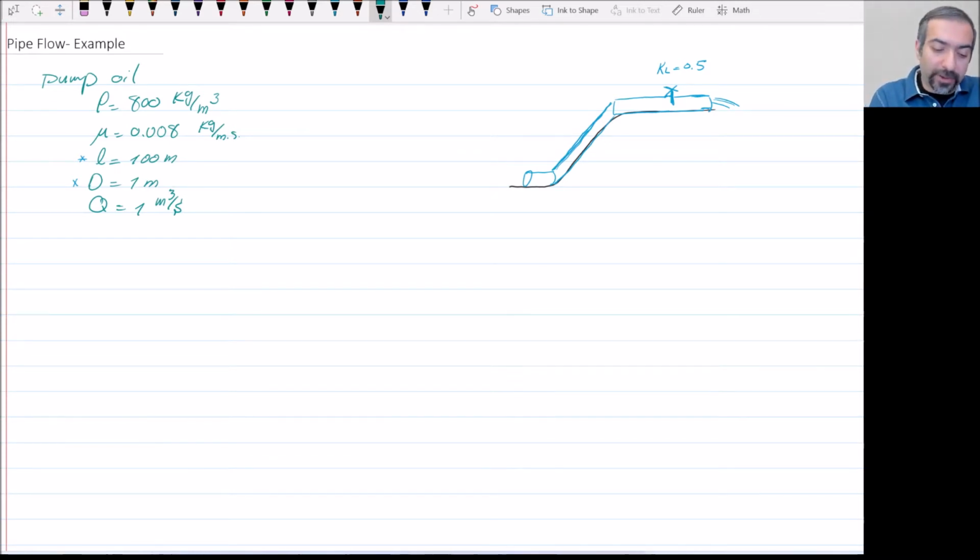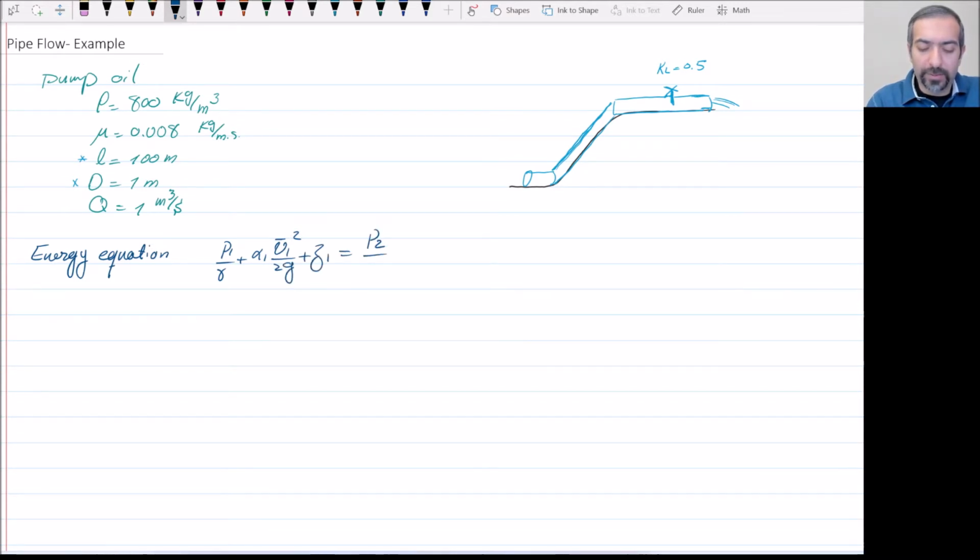So we start by writing the energy equation. The energy equation basically says P1 divided by gamma plus alpha 1 V bar 1 to the power 2 over 2g plus Z1 is equal to P2 over gamma plus alpha 2 V bar 2 to the power 2 over 2g plus Z2 plus HL. That's a total HL.